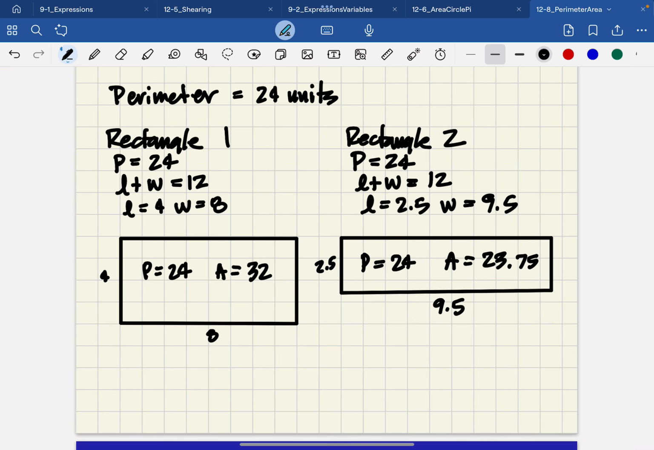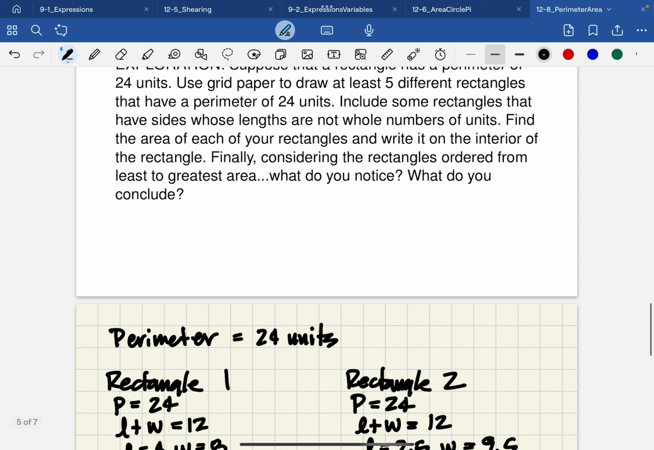So that's what I want you to do. I want you to do that 5 times, and then to share your results in the discussion. Just take a picture of your 5 rectangles, and ultimately what I want you to really consider as you're doing this, once you have, consider the rectangles ordered from least to greatest in area. What do you notice and what do you conclude?